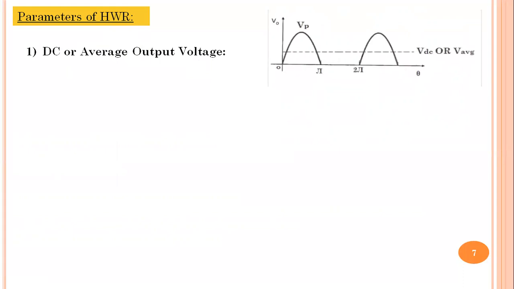Let us now see the important parameters of the rectifier circuits in the case of the half wave rectifier, HWR, one by one. The first one is the DC or average output voltage. How can we calculate? How can we find the actual DC voltage present in the rectifier circuit? And for that, here is a simple method.